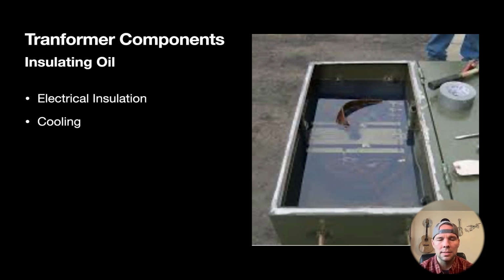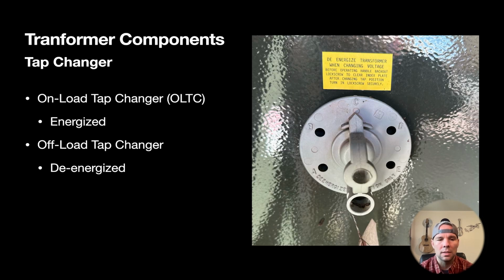So the insulation oil provides electrical insulation between all the different parts inside there. It also provides an opportunity to cool the transformer. So it absorbs some of that heat, and then you can cool the transformer using the insulation oil. There's also oftentimes a tap changer built into the distribution power transformers. So a tap changer adjusts the winding ratio to account for voltage losses in the line.